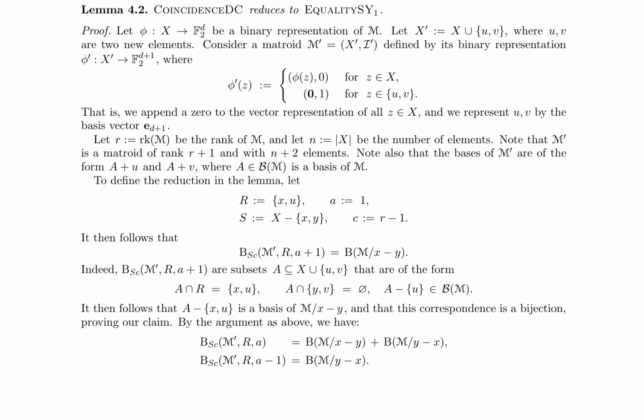The first reduction is from the deletion-contraction coincidence problem, which is the decision problem whether the number of bases in two matroid contractions is equal. The second reduction is from the bases ratio problem to the deletion-contraction coincidence problem. The proof of the lemma involves constructing a new matroid with a binary representation and applying the deletion-contraction recurrence. The reduction is then defined, and the claim is proved by showing that the bases of the new matroid correspond to the bases of the original matroids.